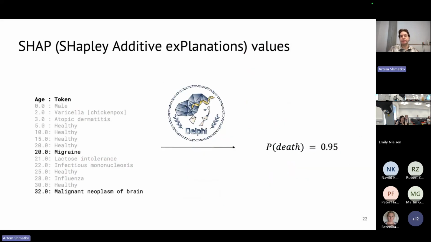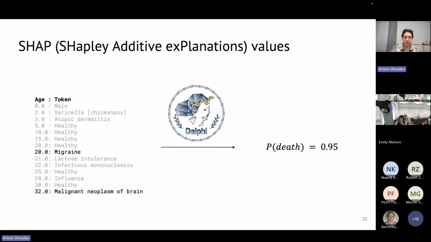Another interpretability effort that we conducted was to try to understand what exactly drives the model in its decisions. For example, since Delphi is a neural network, and generally these are black box models, it's really difficult to estimate what drives their decisions, so we had to adopt a special approach called SHAP values, or Shapley additive explanations. And I'll give you some intuition on how it works.